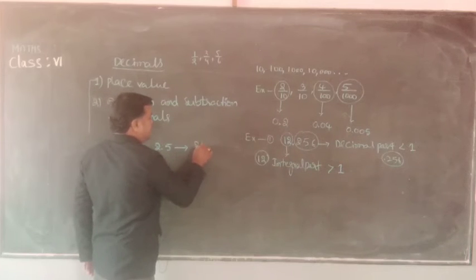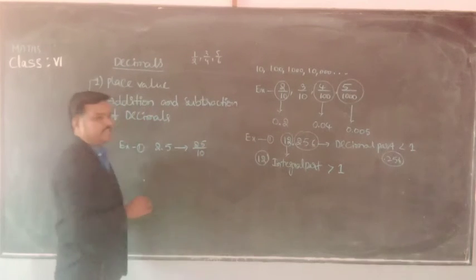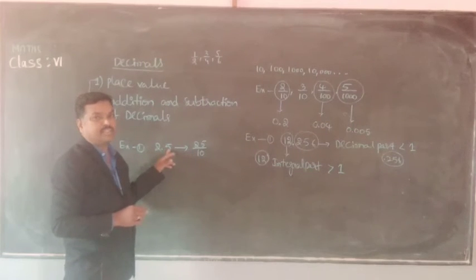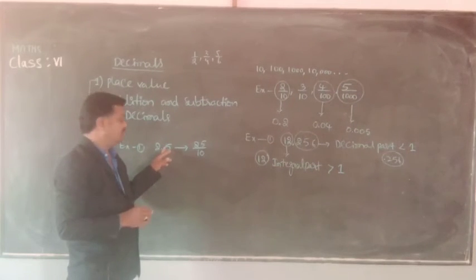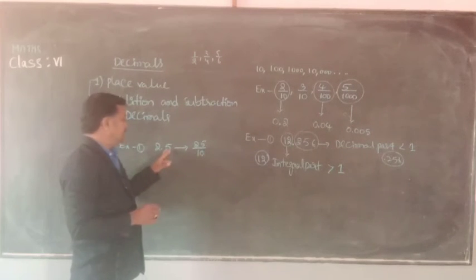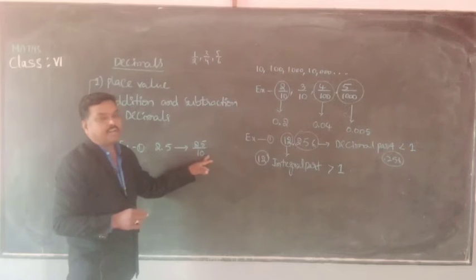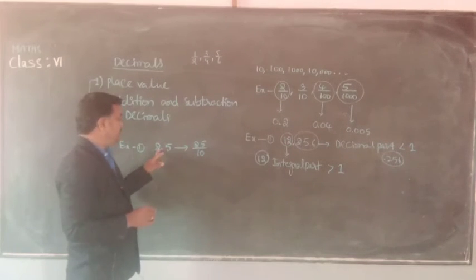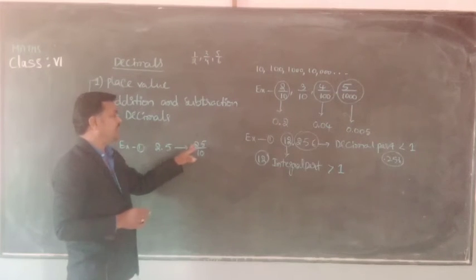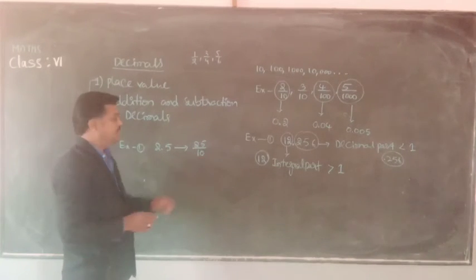2.5 we can write as 25 by 10, because after removing the decimal point we have to check the digits in the decimal part. Suppose there is one digit, we have to write 10 as the denominator. If there are two digits, we have to write 100 as the denominator. In 2.5, after the point only one digit is there, that's why we write 25 by 10.